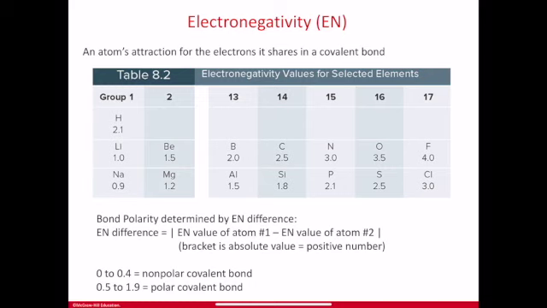Whether a bond is polar, with electrons shared unevenly, or nonpolar, with electrons shared evenly, is one way to determine that is by calculating the electronegativity difference of the two atoms in the bond. So electronegativity, or EN for short, is the ability of an atom to attract electrons within a bond.